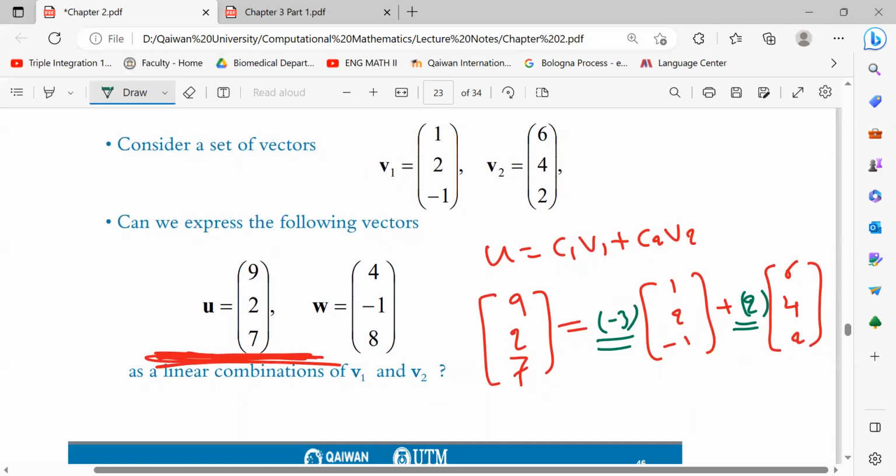Do we have two scalars c1 and c2 which we multiply by v1 and v2 and find the sum of them to get u or not?